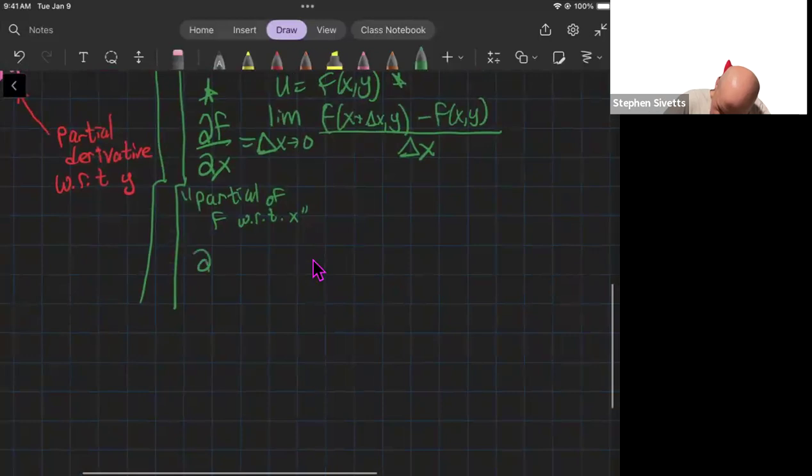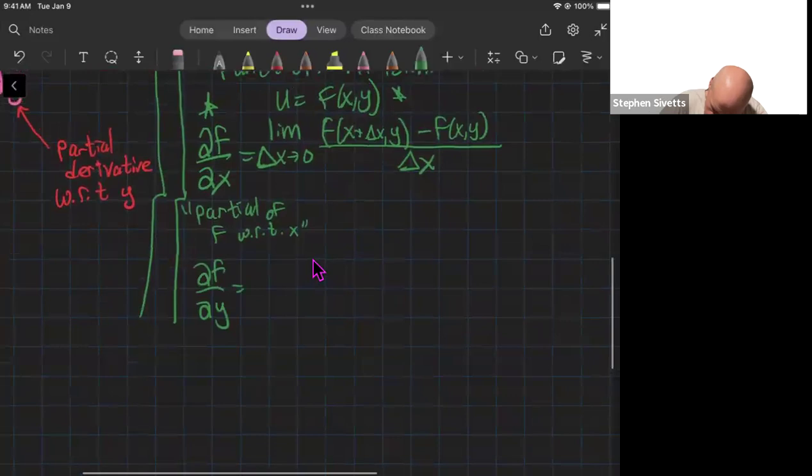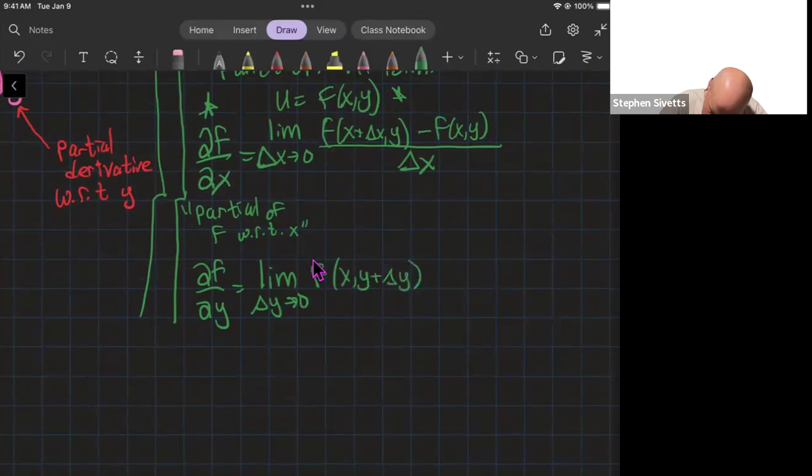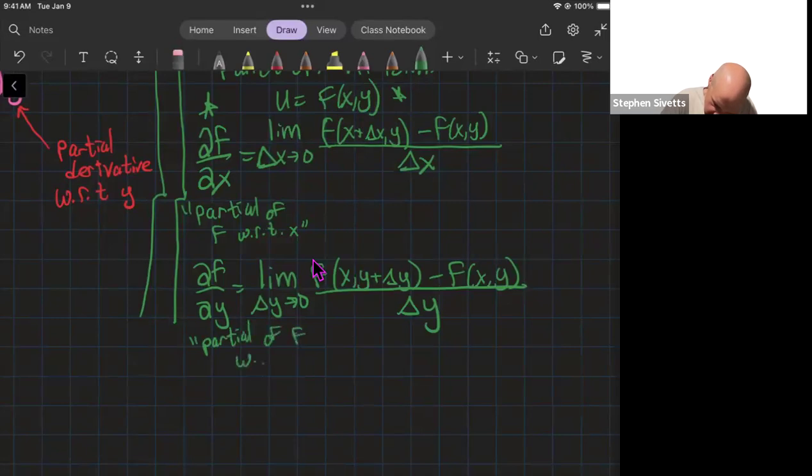And the partial of f with respect to y is equal to the following definition. The limit as delta y goes to 0 of f of x, y plus delta y, minus f of x, y, divided by delta y. Okay. So this right here is the partial of f with respect to y.